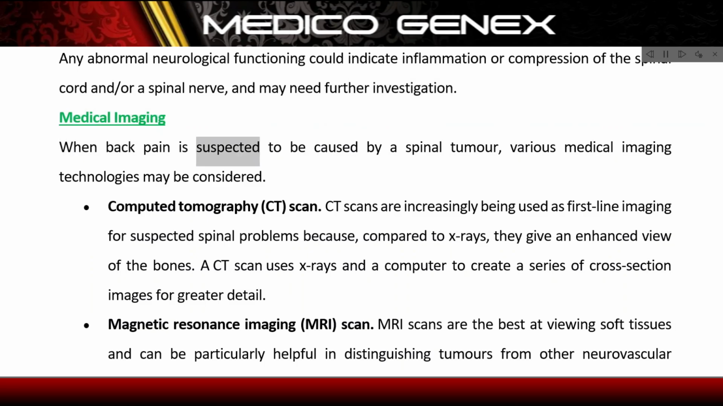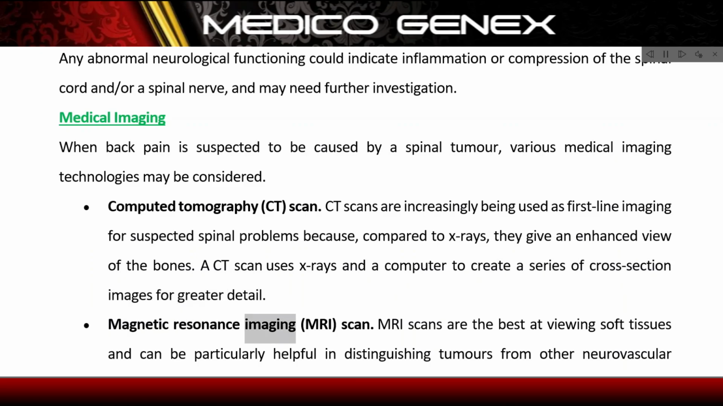Medical imaging. When back pain is suspected to be caused by a spinal tumor, various medical imaging technologies may be considered. Computed tomography, CT, scan. CT scans are increasingly being used as first-line imaging for suspected spinal problems because, compared to X-rays, they give an enhanced view of the bones. A CT scan uses X-rays and a computer to create a series of cross-section images for greater detail.